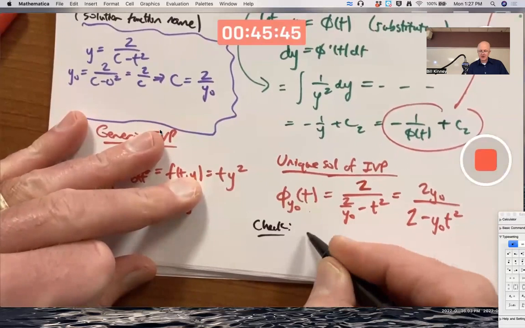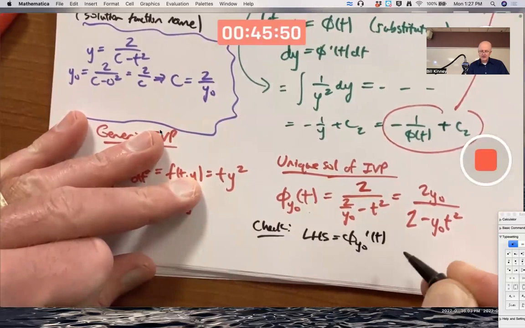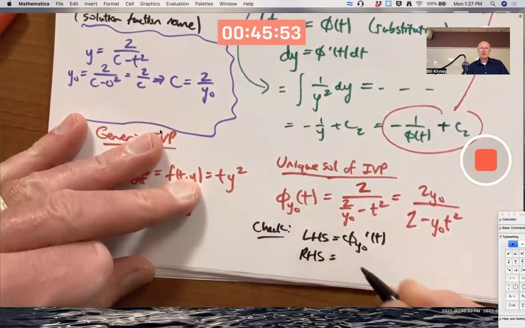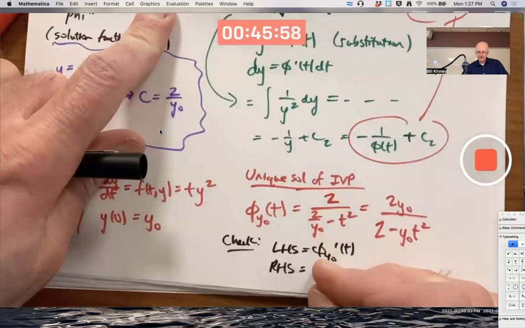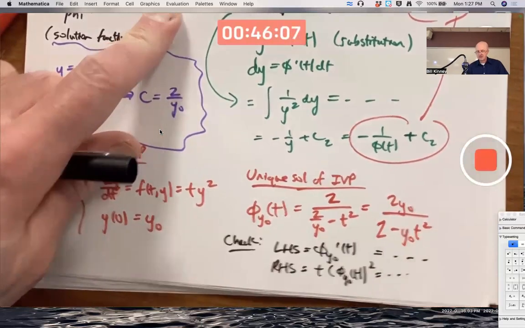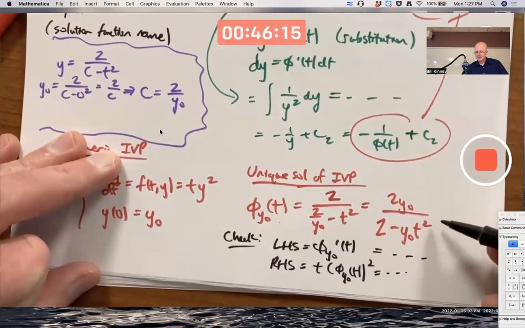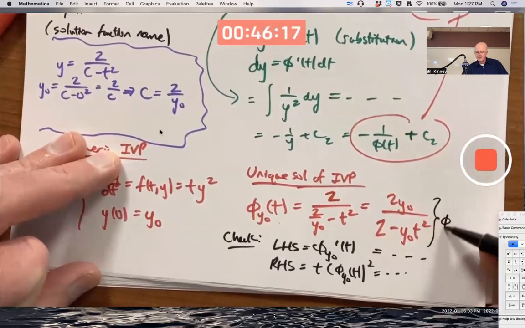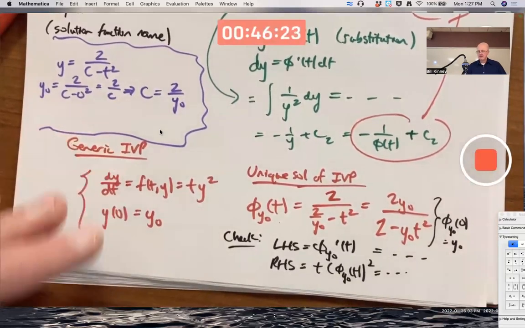Check that this solves the differential equation. The left-hand side is the derivative of this. And the right-hand side of the differential equation is this thing: t times phi of t, or phi sub y naught of t, squared. Check that you get the same answer when you simplify. You'll have to use the quotient rule for the derivative. You should do that after class. That would be a very good exercise for you to do. You can also see that when you plug in t equals 0 into this expression, phi sub y naught of 0, it simplifies to just y naught because the 2's cancel, after that becomes a 0.